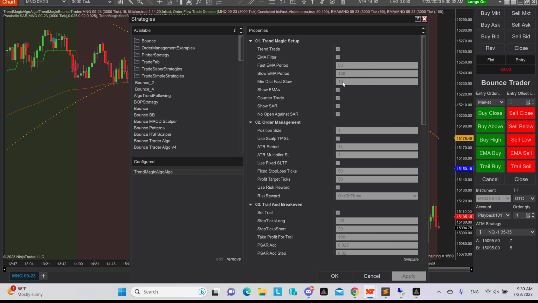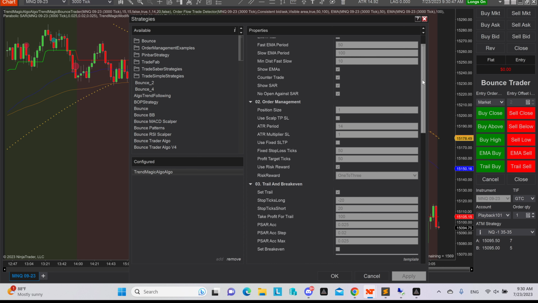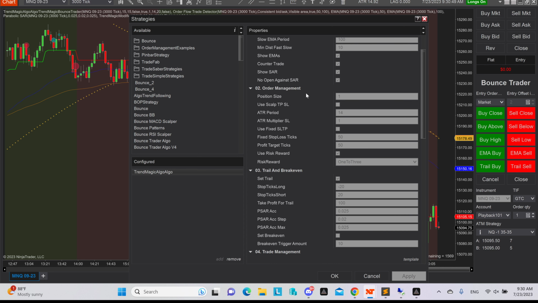I want to show you the new update to Trend Magic Algo Trader. I've modified it a little bit. When you download, the indicator will be separate, so you'll have to download the indicator. It's pretty much the same, just the code was updated, and I also slightly modified the order management system and trail.